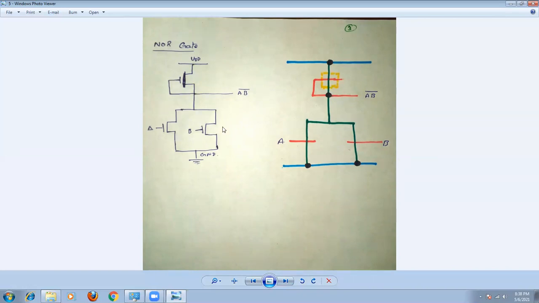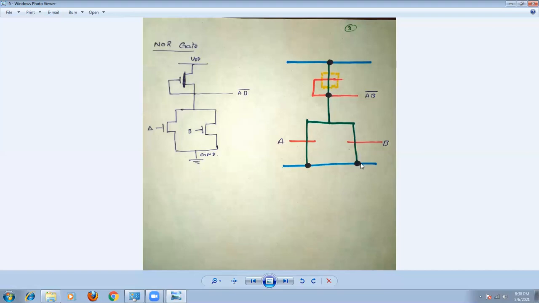Now to draw the stick diagram for this one, once again the process is the same. Draw the two horizontal lines using a blue color. Just observe the NOR gate structure. This is N diffusion, N channel. This is also N channel, and the drain points are joined together. So take a green color and draw the same structure like this.